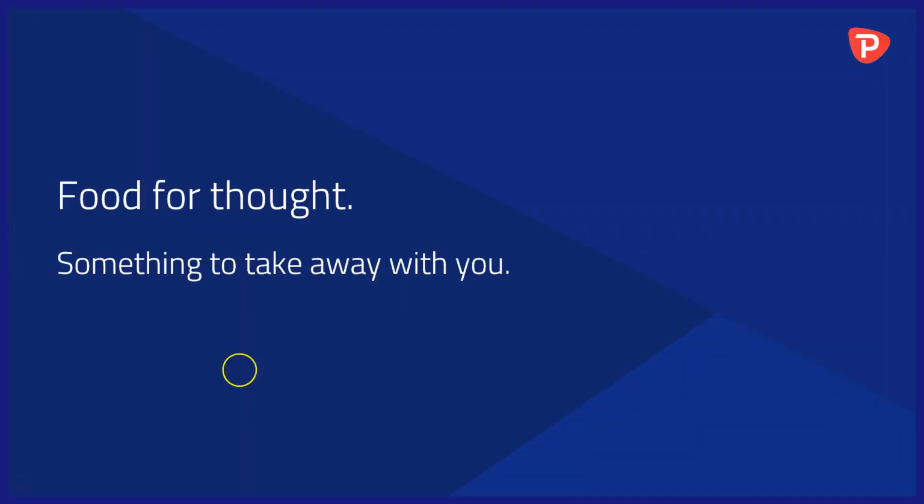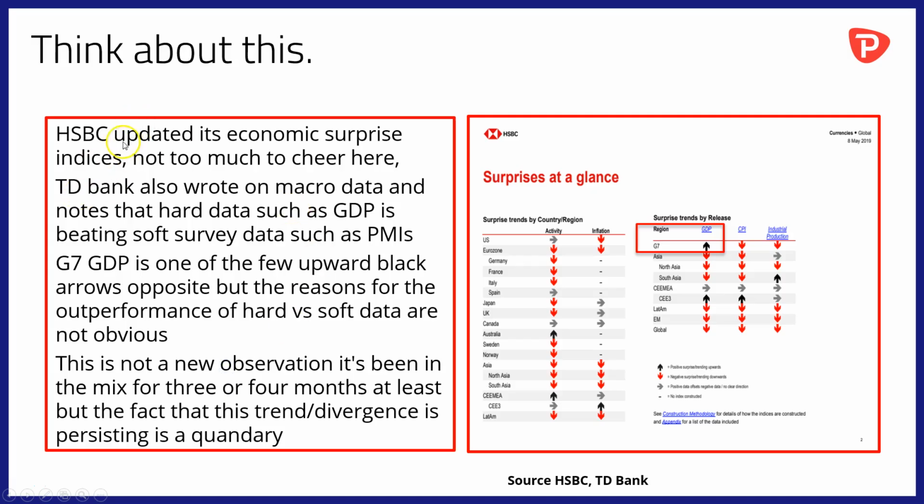We'll see. Okay then, food for thought and something to take away with you into the trading day and beyond, and why not think about this? HSBC has updated its economic surprise indices, but there wasn't too much to cheer about here. You can see the table over here, and we'll come to that in a moment. Toronto Dominion, or TD Bank, also wrote on macro data, and it noted that hard data such as GDP is consistently beating sub-survey data such as the global PMIs. G7 GDP is one of the few upward black arrows on the chart opposite. You can see that here. I've highlighted it in the red box.